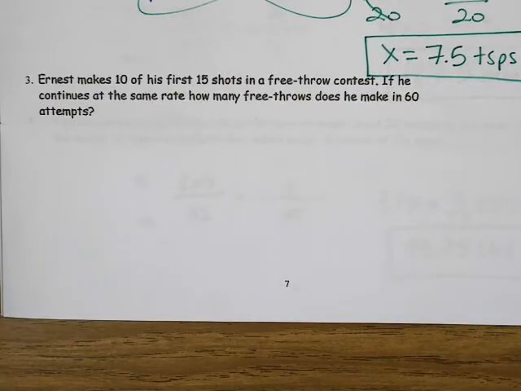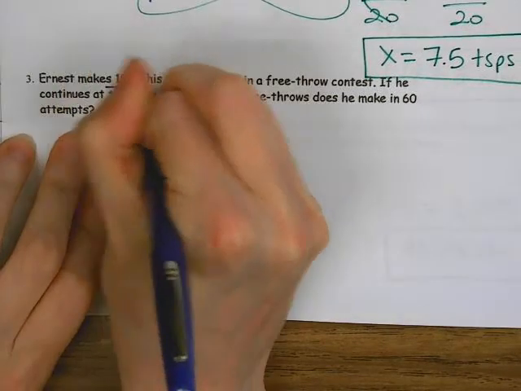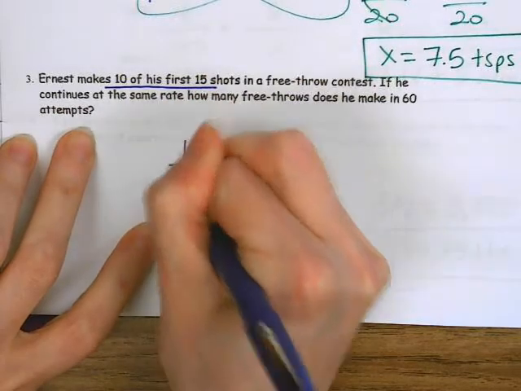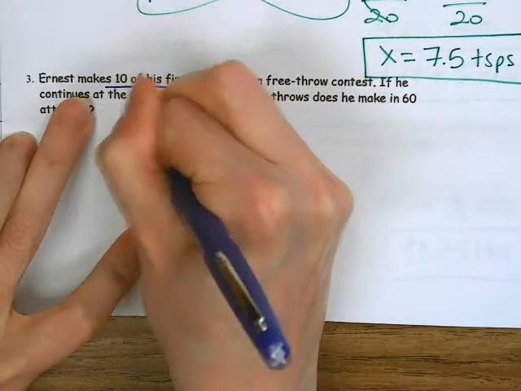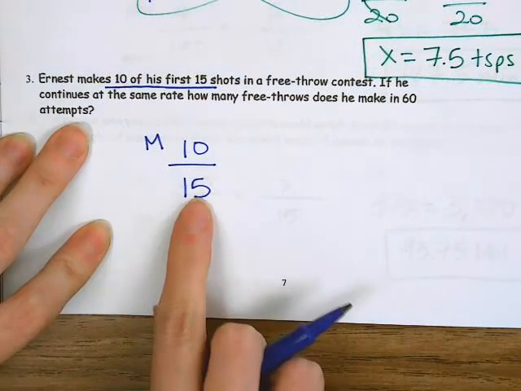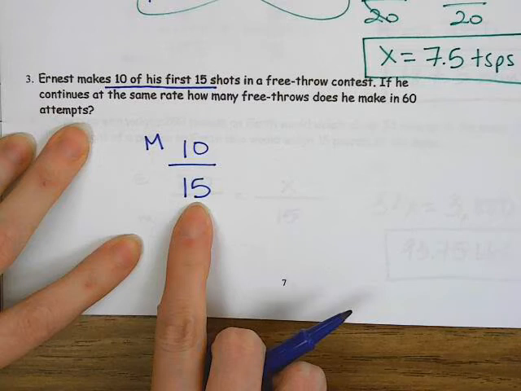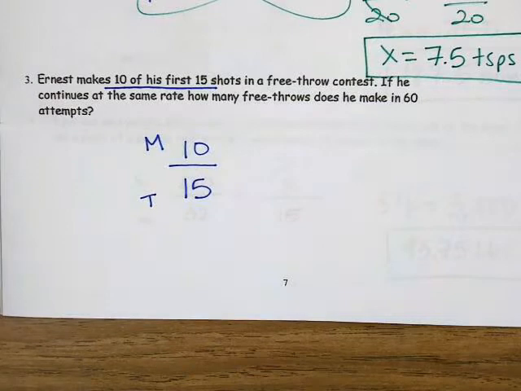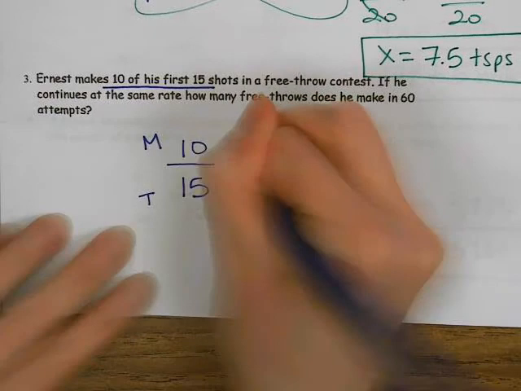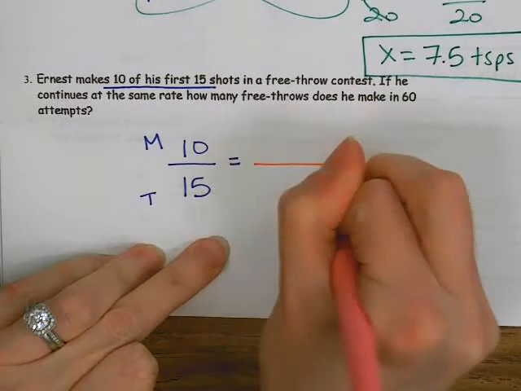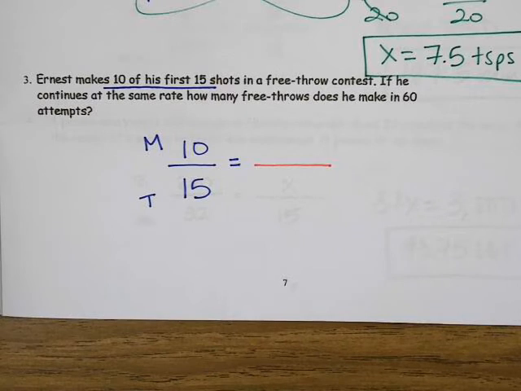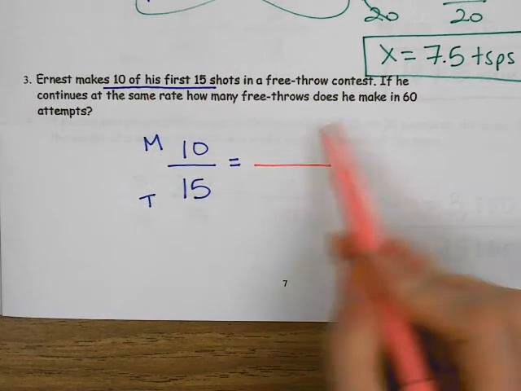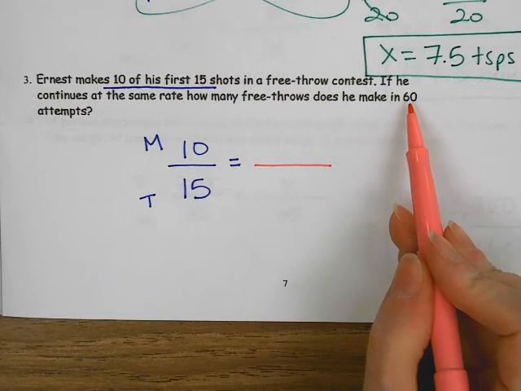Number 3. Ernest makes 10 of his first 15. Okay, here's our starting ratio. 10 over 15. 10 is how many he makes. 15 is the total number of shots that he attempts. So I'll put T for total. So makes and total. Okay. Now for our second ratio. If he continues at the same rate, how many does he make in 60 total attempts?